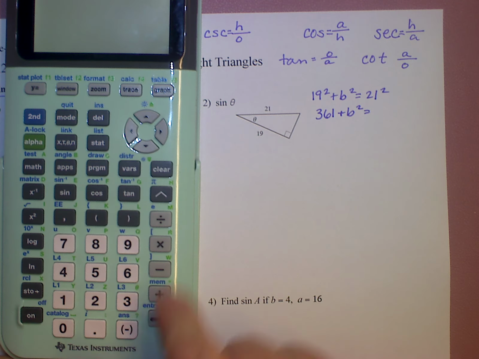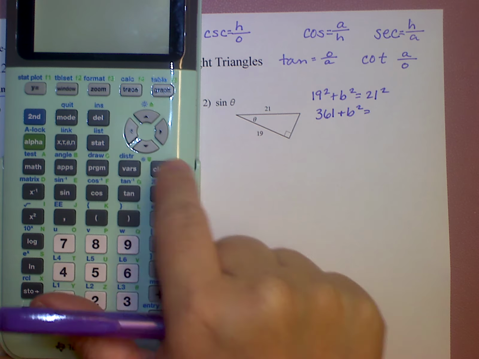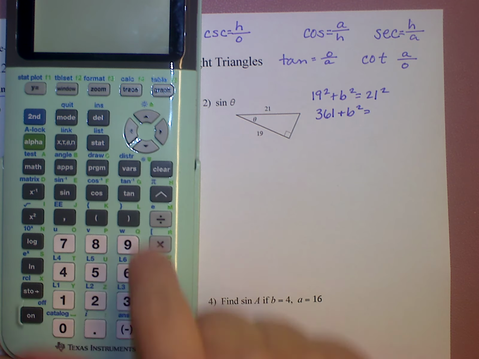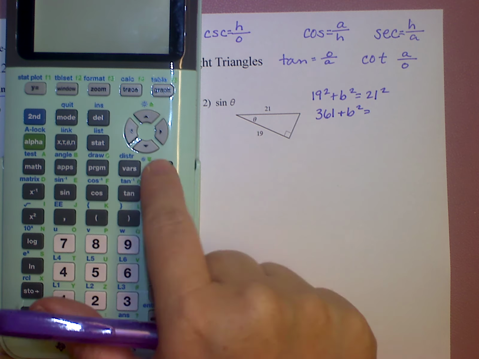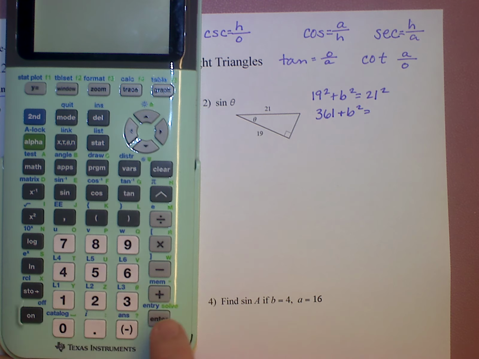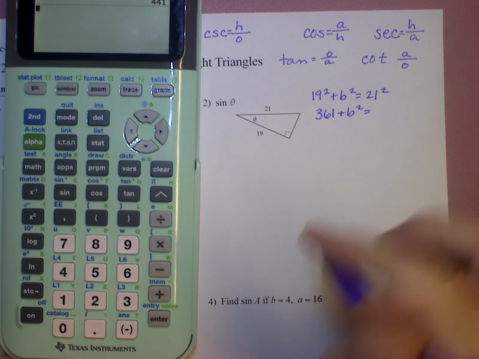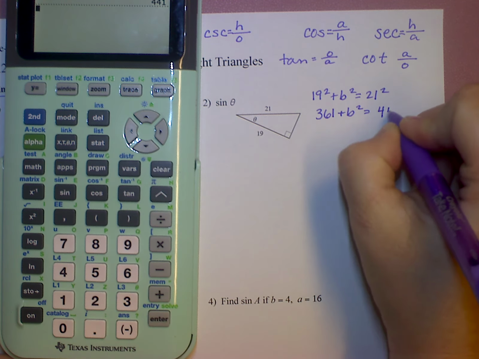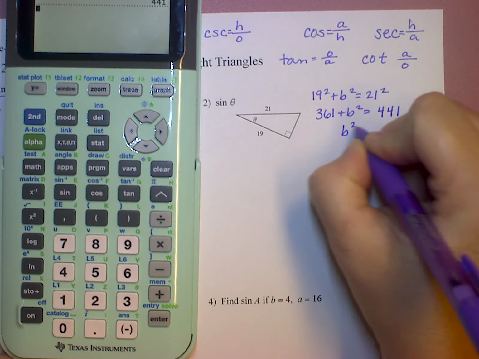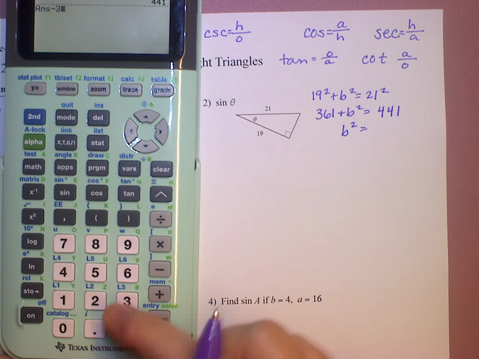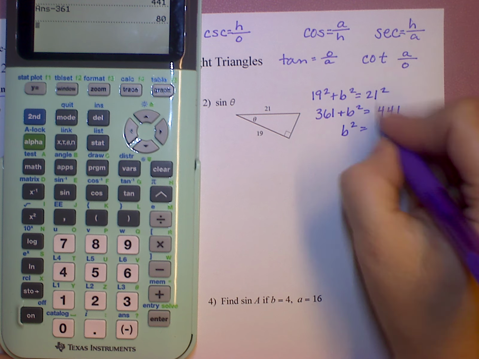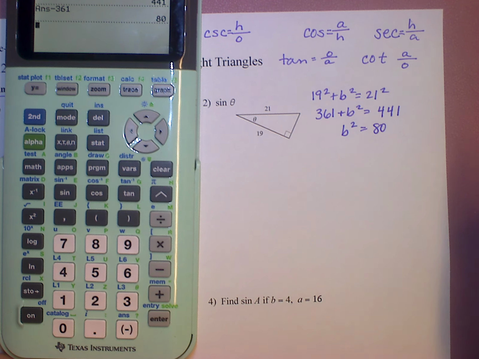Seriously? There we go. 441. So b squared equals 80. That's not going to be a nice number, is it, when I square root that.